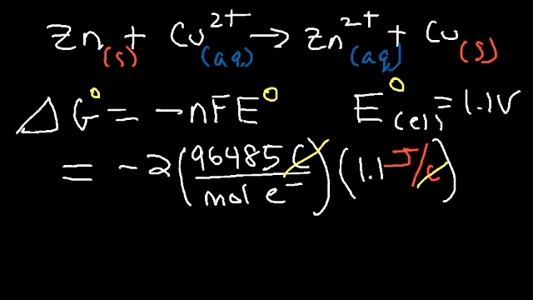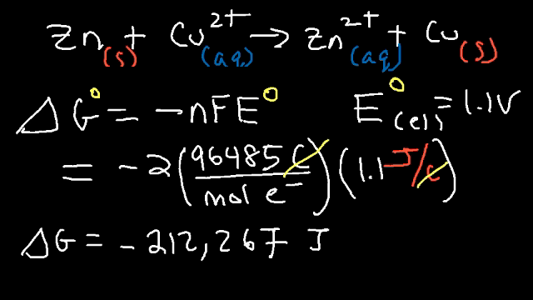So if we multiply those numbers, 2 times 96,485 times 1.1, delta G is going to be equal to negative 212,267 joules per mole. And so this represents the electrical work that this cell can do. So this cell can perform 212 kilojoules of work using 1 mole of electrons. Basically this is the electrical work that can be performed by the cell, and that's delta G, the Gibbs free energy. And so that's what it's used for in this particular problem.